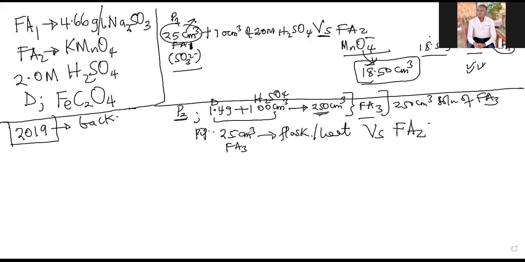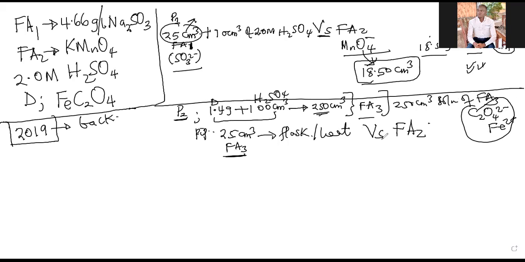I have pipetted 25 cubic centimeter solution. Remember, this solution you made is an oxalate solution, C2O4 2-. It's an oxalate solution, and at the same time, there is iron. So it is an iron oxalate solution. So it means that FA3 has iron in it and it has oxalate in it.